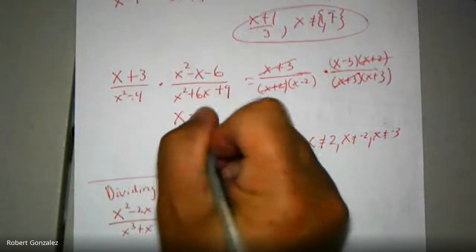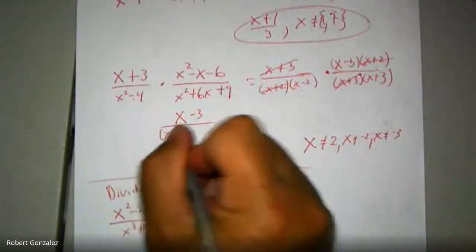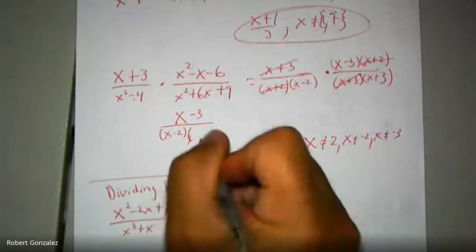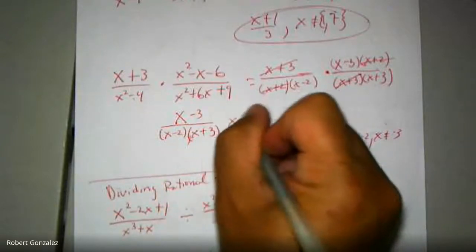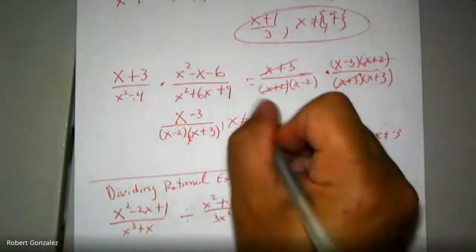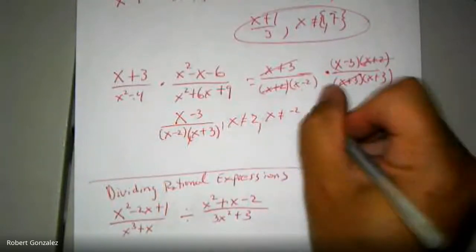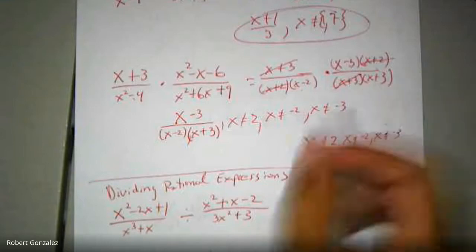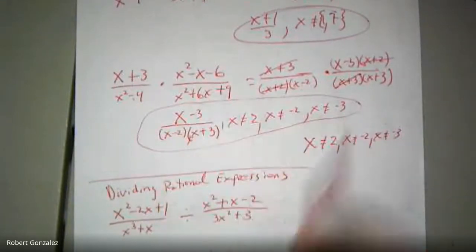On top, I'm left with x minus 3. On the bottom, I have 2 factors: x minus 2 times x plus 3. And my x cannot equal 2, x cannot equal negative 2, and x cannot equal negative 3. I'm writing it out like this because that's how the book does.